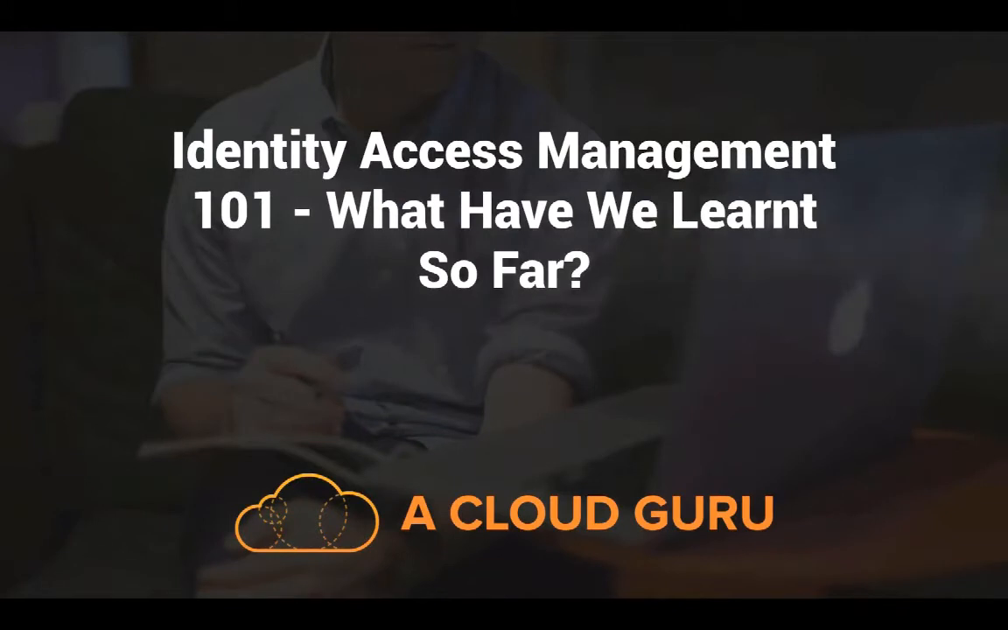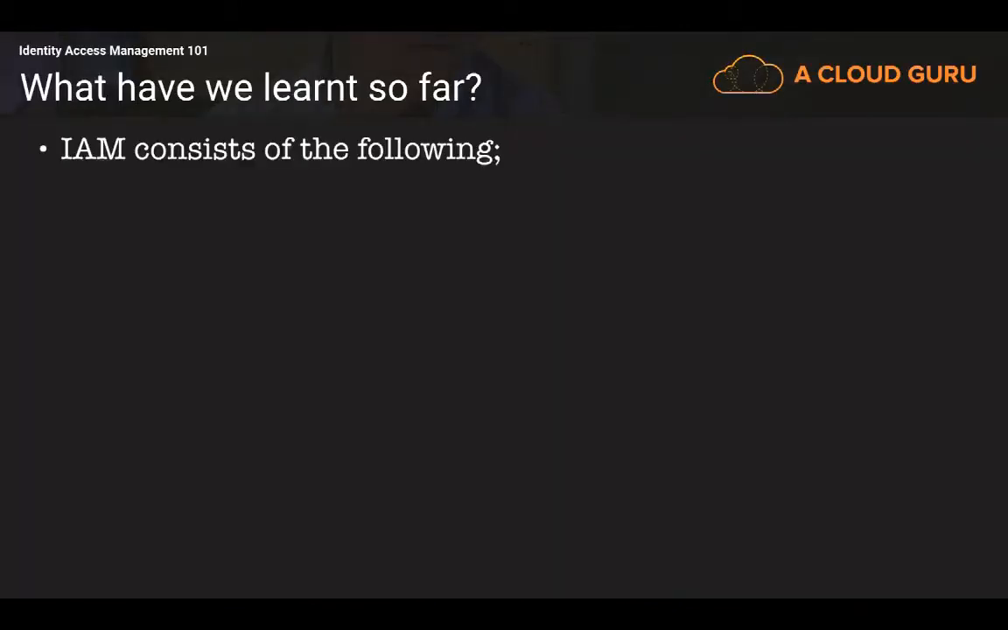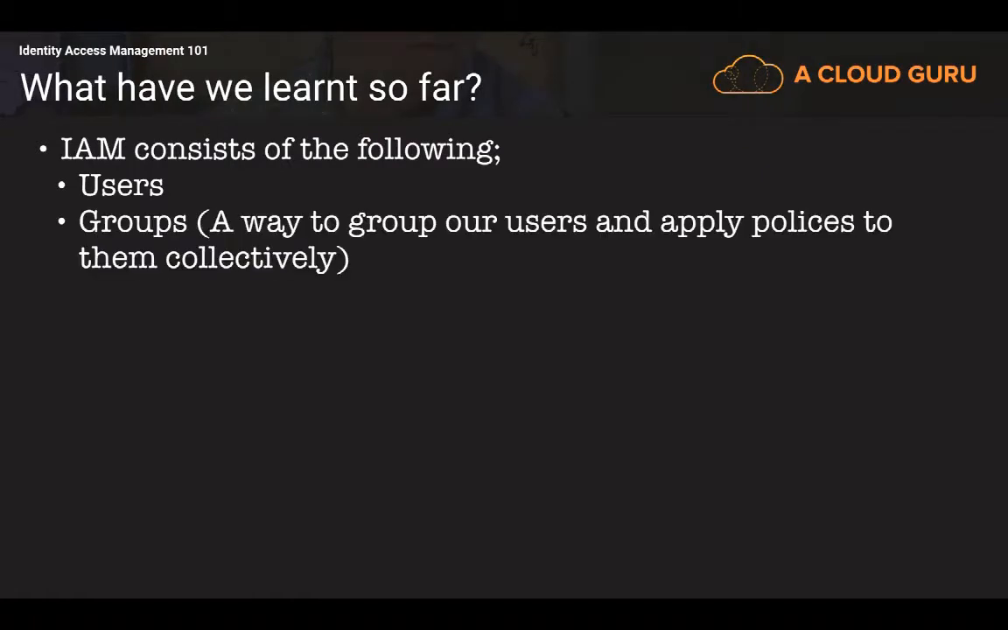In this lecture we're going to just recap what we've learnt in our labs. So what have we learnt so far for identity access management? We've learnt that IAM consists of the following. It consists of users, consists of groups, and groups are a way to group our users together and apply policies to them collectively. It consists of roles, and then it consists of policies, which is made up of policy documents. And essentially we can take our policy documents and apply them to users, groups, and roles individually. Our policy documents remain universal.